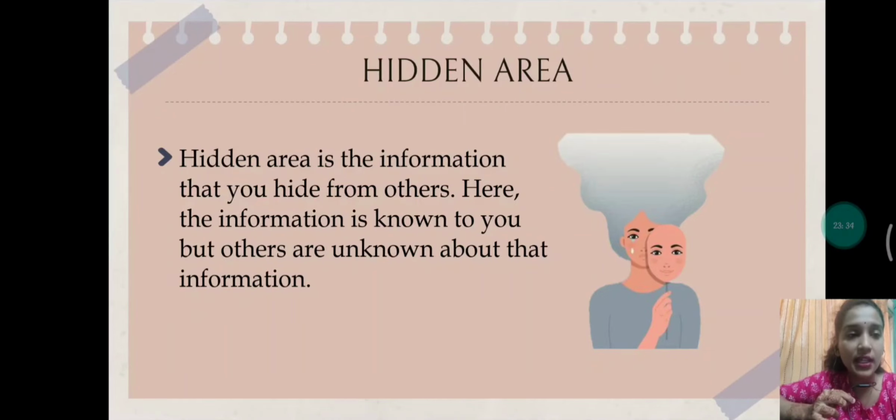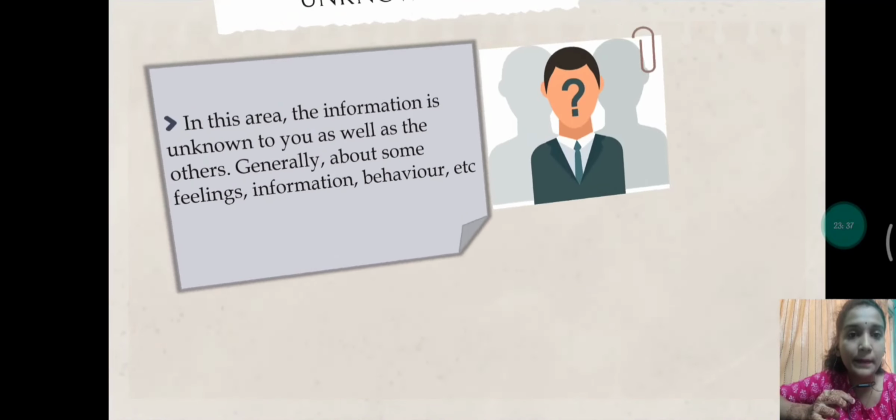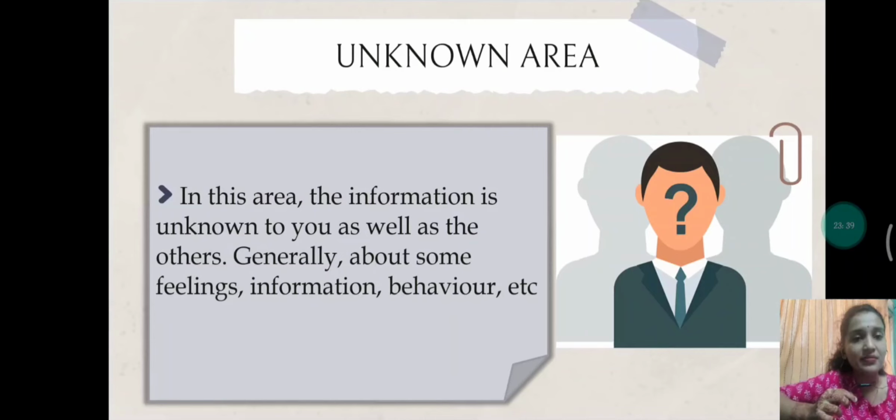Next we'll move to the unknown area. I don't know, you also don't know. In this area the information is unknown to you and also to your peer members. Sometimes you behave differently, sometimes you feel something else, so they are in an unconscious state. This represents non-participating, so they mostly avoid participating.